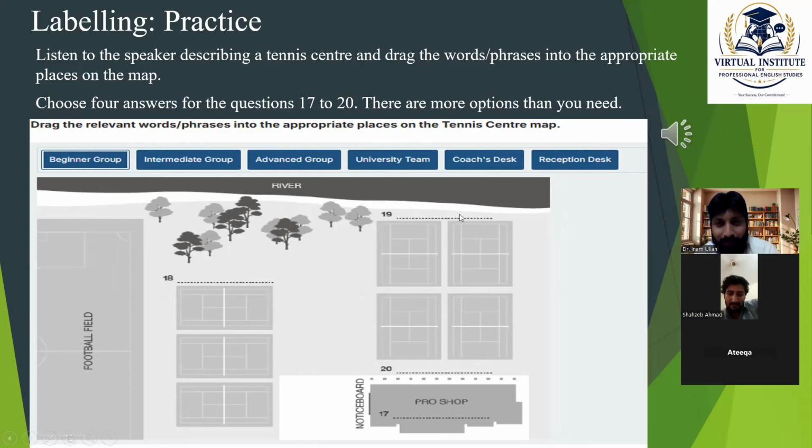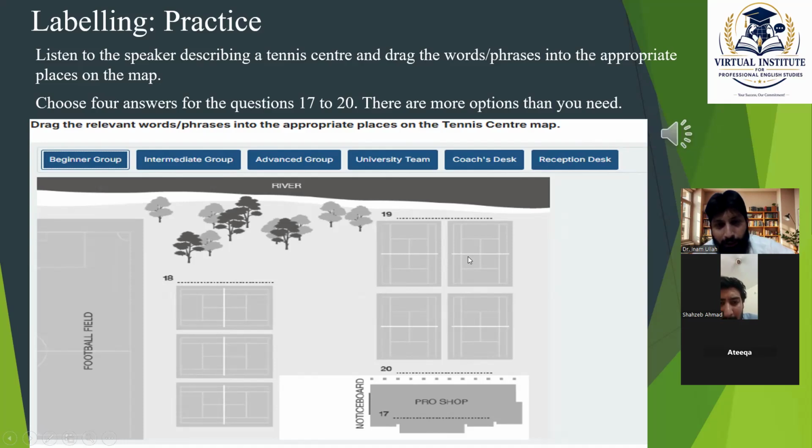At the National Tennis Centre on the other side of town. That's where their coach is based. Now, if you're a great player, you could make it into our top group. So you'd be playing on the two courts closest to the river. And who knows, you might even make the university team.